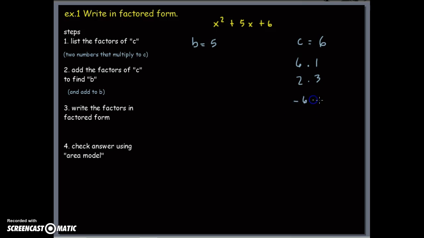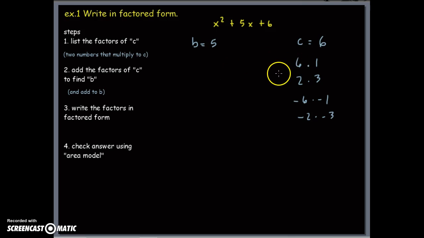Negative 6 times a negative 1 would give us a 6, and a negative 2 times a negative 3 would also give us a positive 6. So there's really four combinations here that would give us 6 when we multiply. Now we've got to decide, of these four combinations, which combination would add up to 5? Because now we're trying to find b. We've got the factors of 6. Now we've got to select the correct ones that also add up to 5.